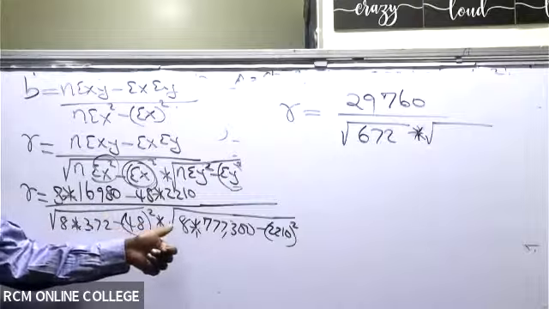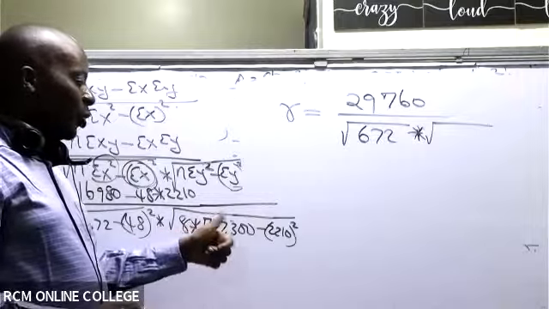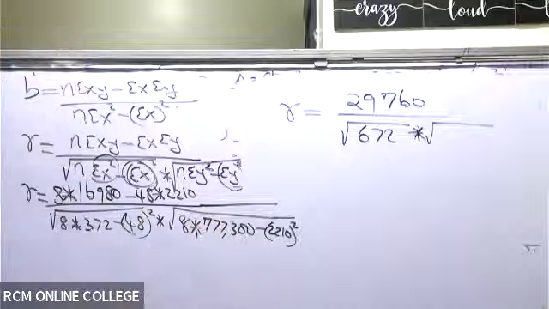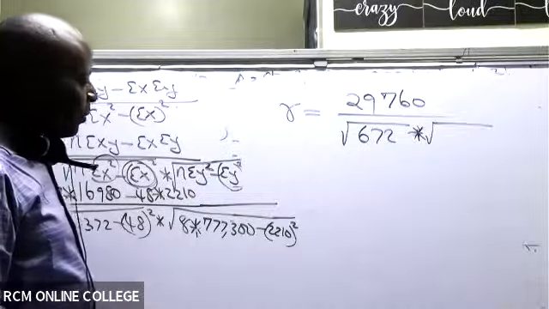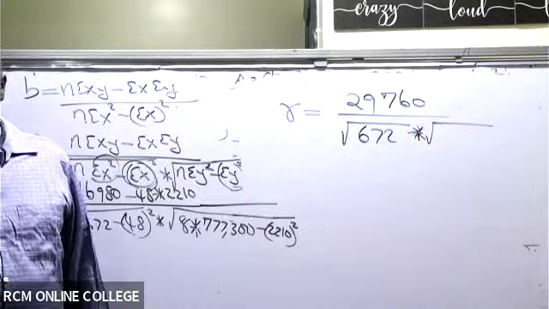So then come here. Here now we have 8 times 777,300 minus 2210 squared. Somebody, some good ninja, give me this answer. 8 times 777,300 minus 2210 squared. 1,334,300.